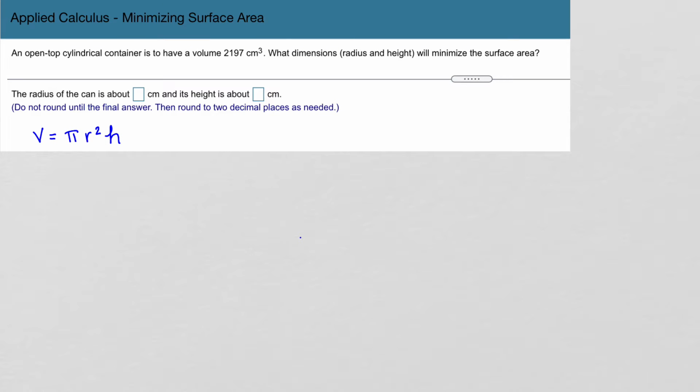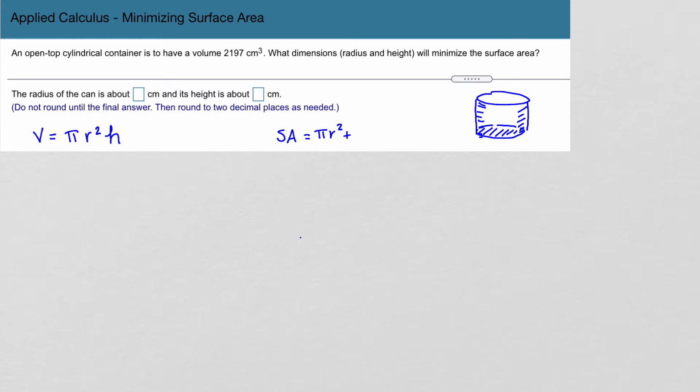And for the surface area, it's a little bit more complicated. So I have my cylinder, and we know that the base takes up part of our surface area, because it just said it's open top, but the bottom is there. And then we have the area on the sides. So the area of the base is the area of the circle, which is pi r squared.